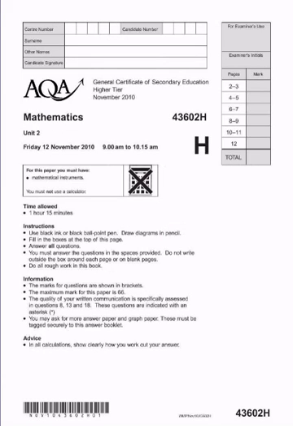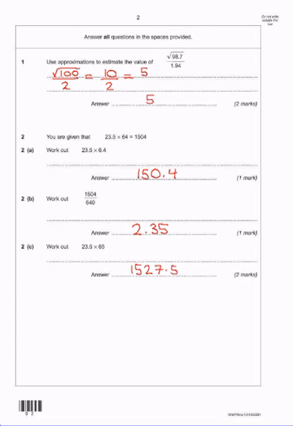Okay, so what we've got here is the November 2010 Unit 2 paper, and if we start on question 1, as you would, the key thing to look at is that it does say you need to use approximations. So what that means is immediately when you see an approximations question, you need to be rounding everything within the question to one significant figure.